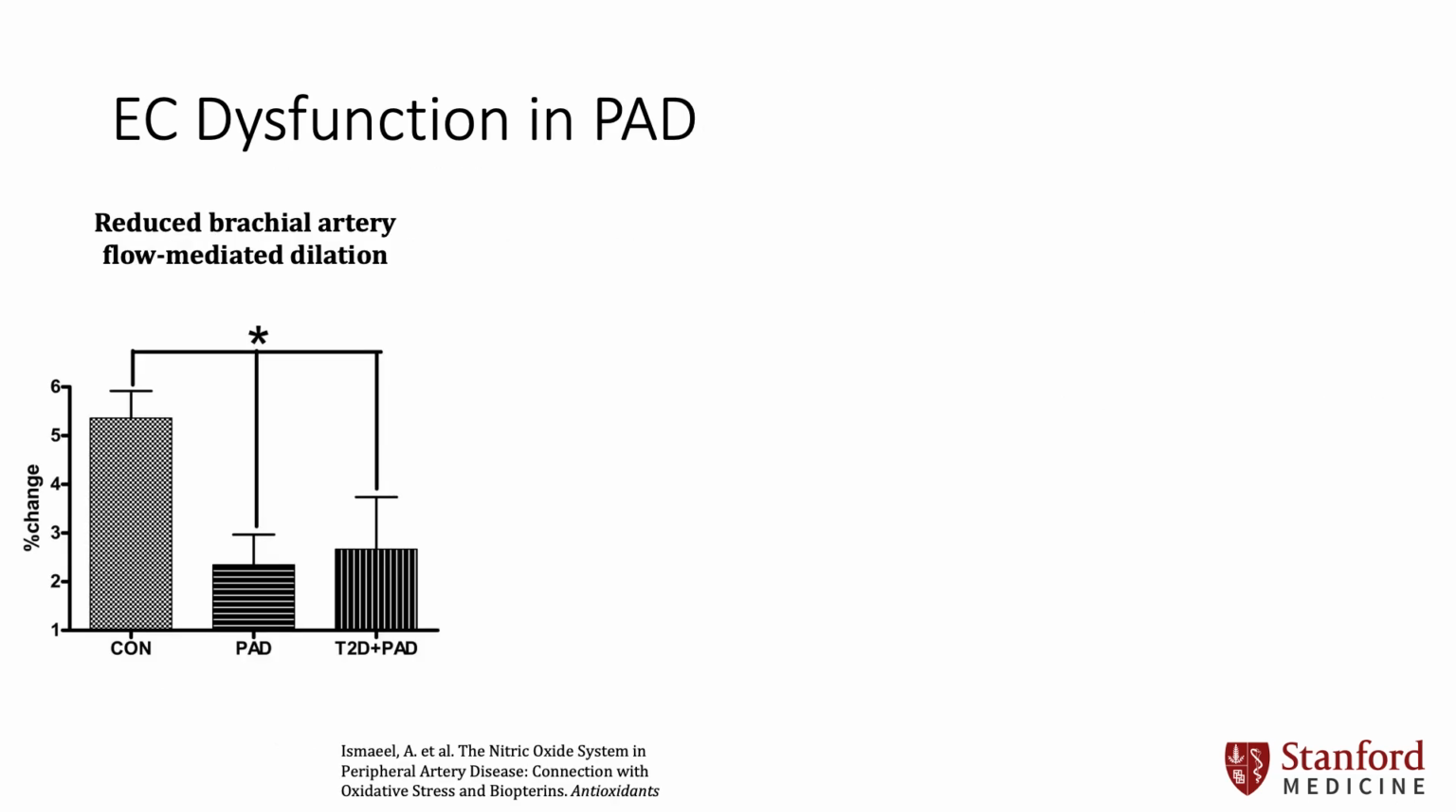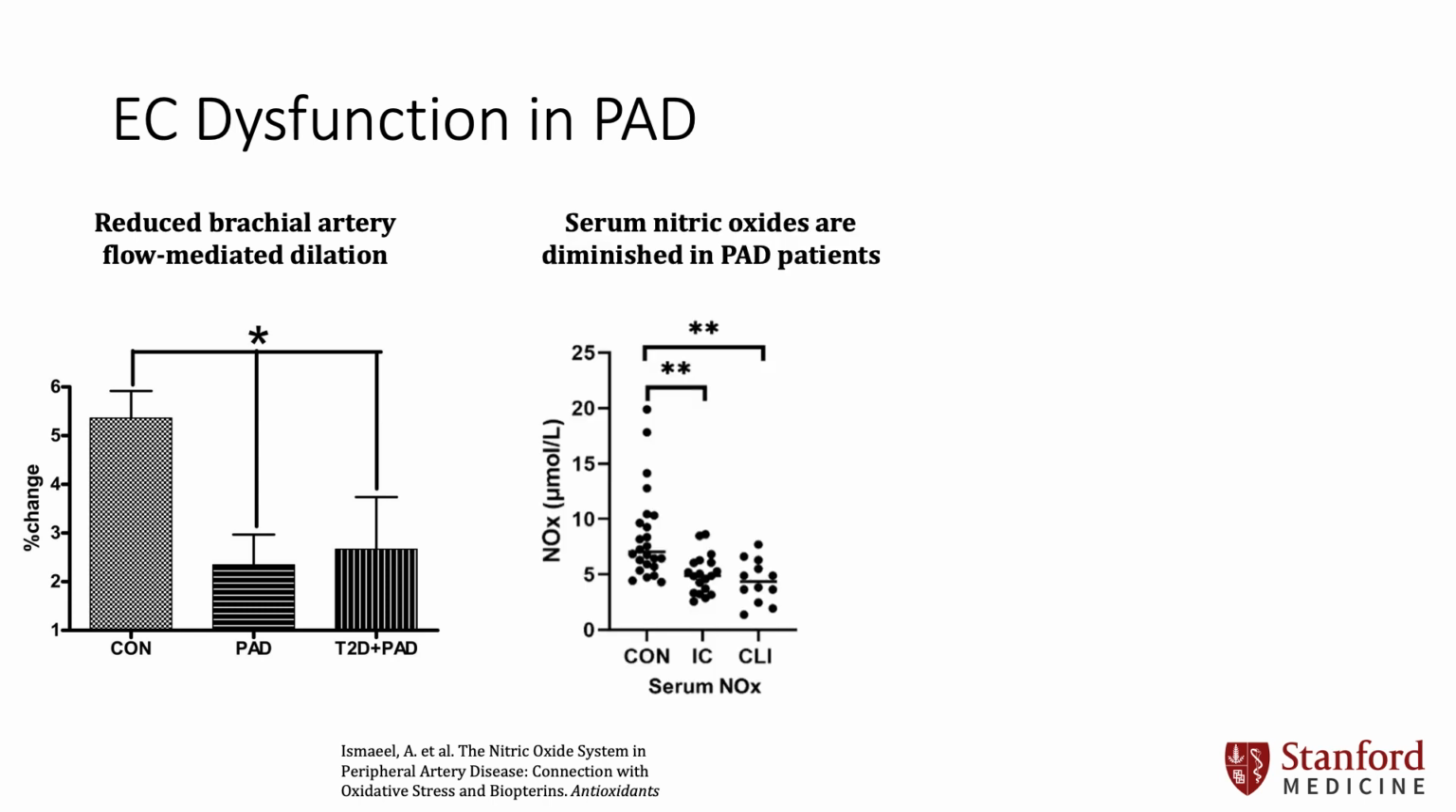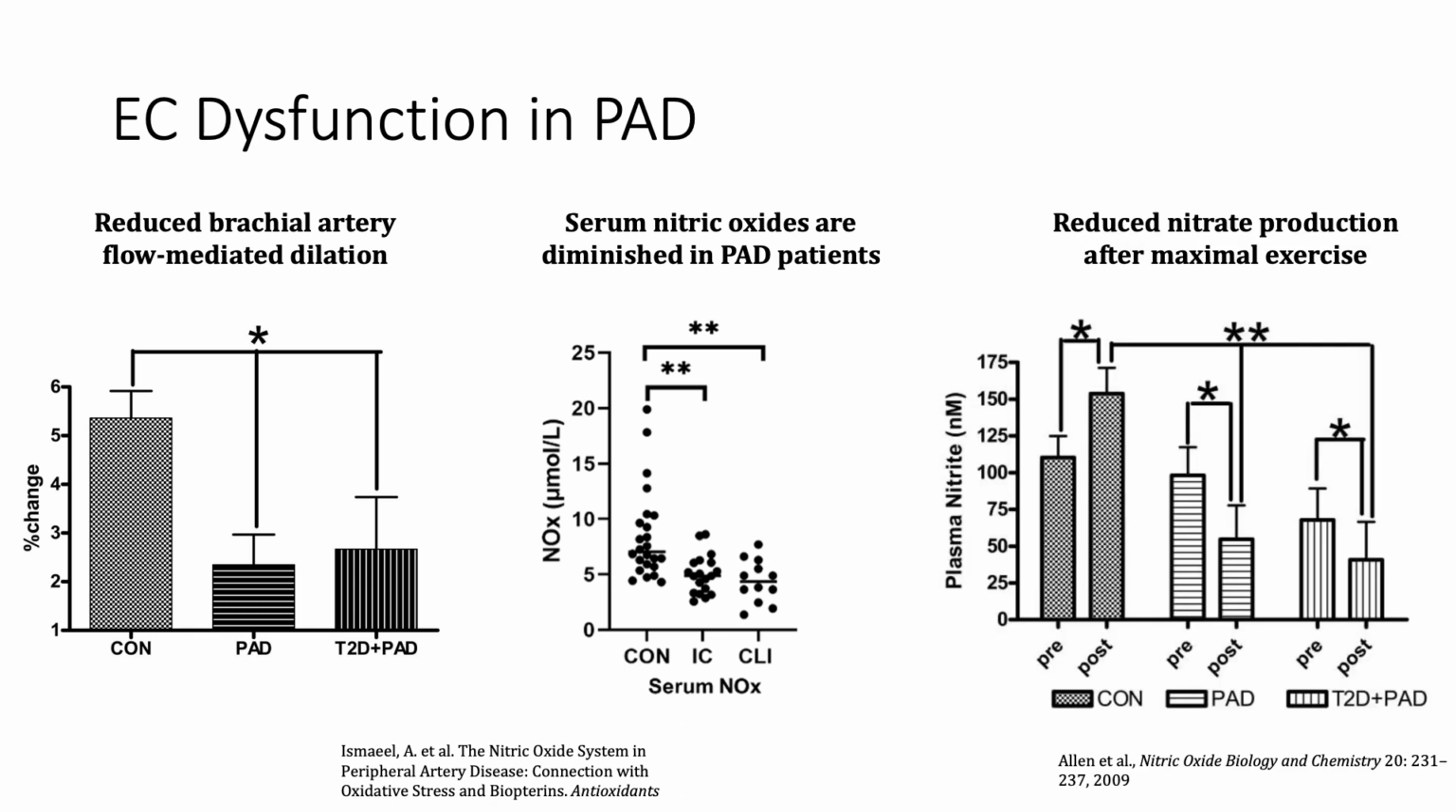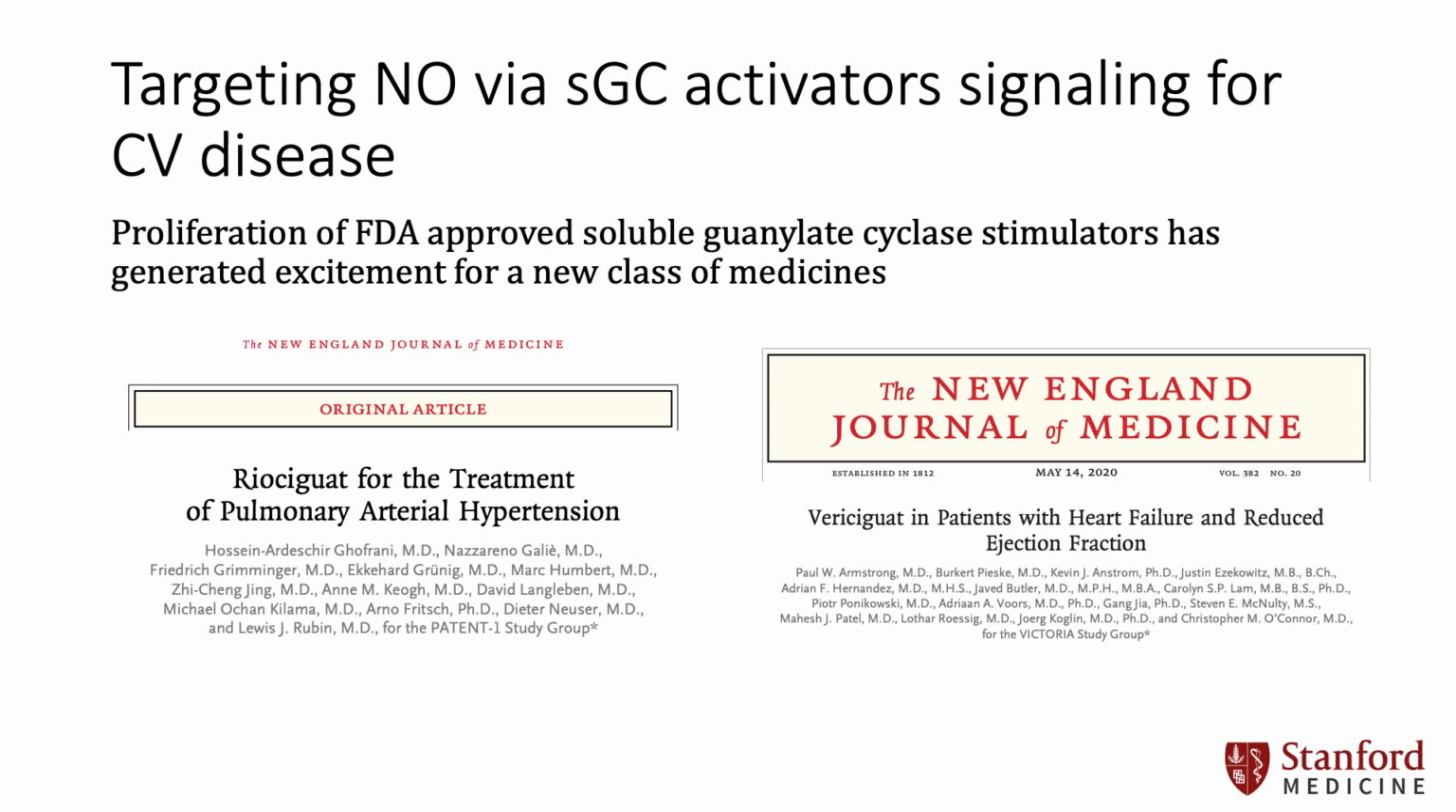And regardless of genotype, we actually know that endothelial cell dysfunction is prevalent in PAD. Patients with PAD have reduced brachial artery flow-mediated dilation and reduced serum nitric oxide levels at baseline and after exercise. And what's really exciting is now we can actually target nitric oxide signaling with soluble guanylate cyclase activators. There are a couple of drugs, Vericiguat and Riociguat, that have been approved by the FDA for use in heart failure and pulmonary arterial hypertension, respectively.